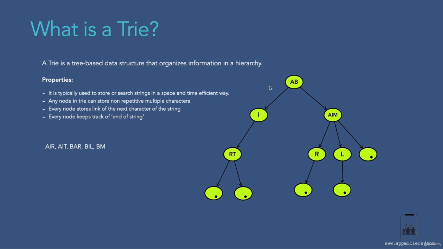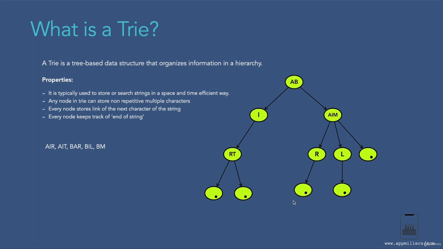Now the second word is AIT. From here you can see AIT, and after T we have put a dot over here. This means that this is the end of string. Now the next word is BAR. Here you can see that in the root we have B, then we have A in the right child, then we have R over here.